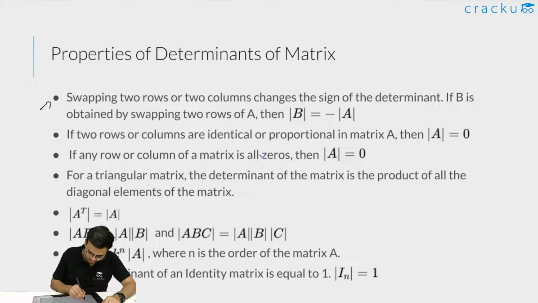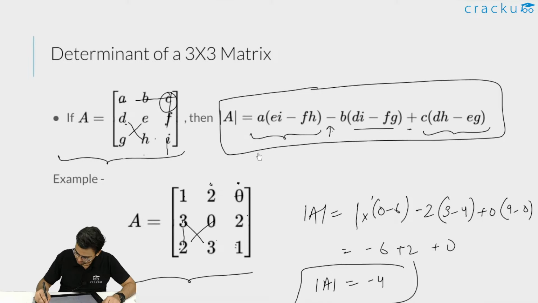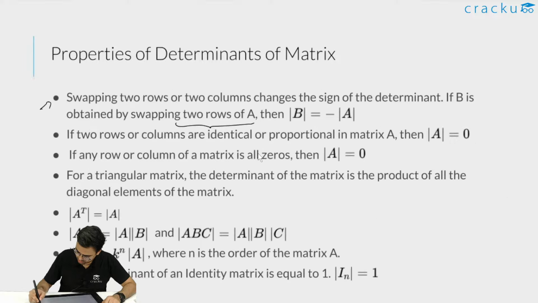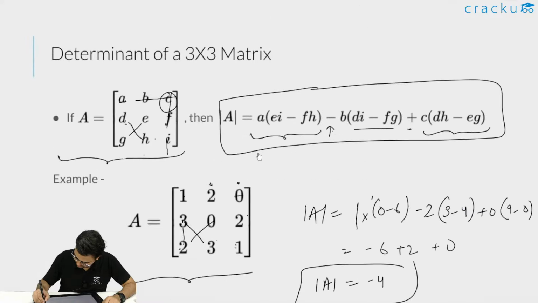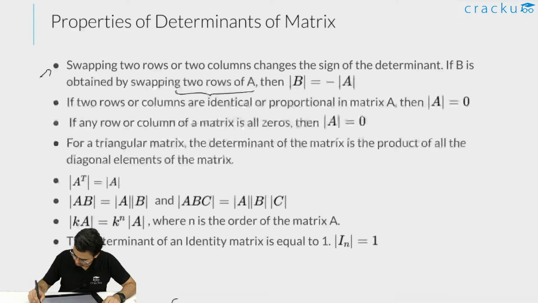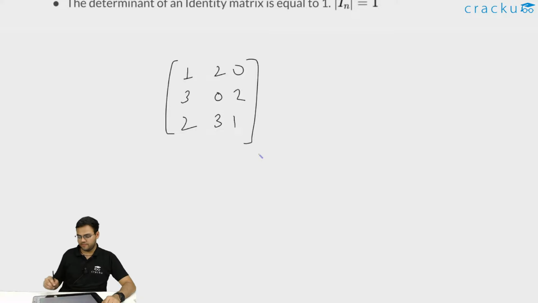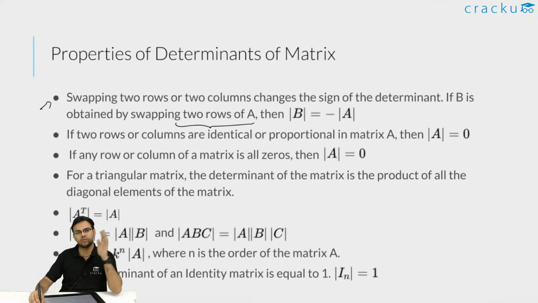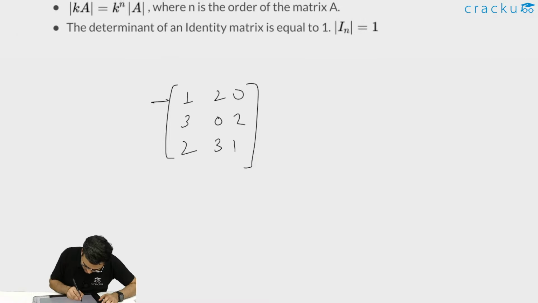That is, if B is obtained by swapping two rows of A, then determinant of B is minus determinant of A. Let me take the previous example only. My matrix was 1, 2, 0, 3, 0, 2 and 2, 3, 1. What it is saying, if we swap two rows or two columns, the determinant will change. So what I'll do, I'll swap these two rows. So this is my A, B will be what?